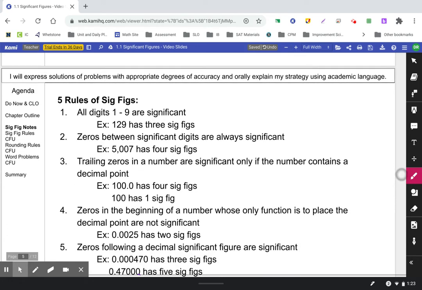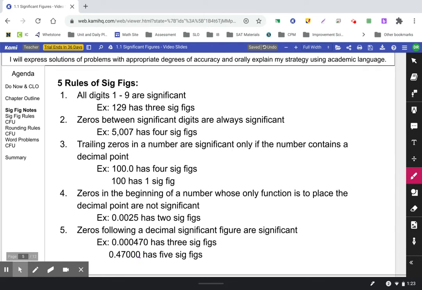So with sig figs, we've got a bunch of rules of what counts as significant and what doesn't count as significant. So rule number 1 here: all digits 1 through 9 are always significant. So 1, 2, 3, 4, 5, 6, 7, 8, 9. Anytime that shows up in a number, it's always significant. So for example, 129 has 3 sig figs. Got 1, 2, 3 values that are between 1 through 9. Another way of saying that is any non-zero value is always significant.